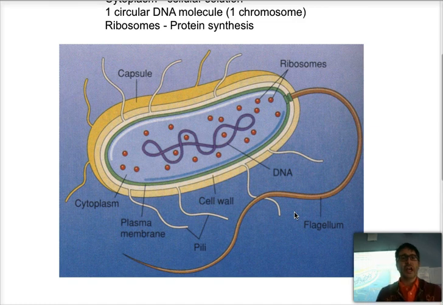All right, so here's just an image of what a bacteria may look like. We also have other little parts like the capsule that allows it to attach to surfaces, and we can have pili, and some of them will have flagella. But this is just a general image of what a bacteria looks like.